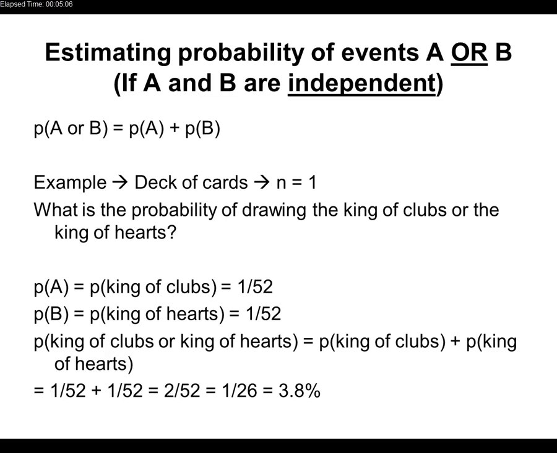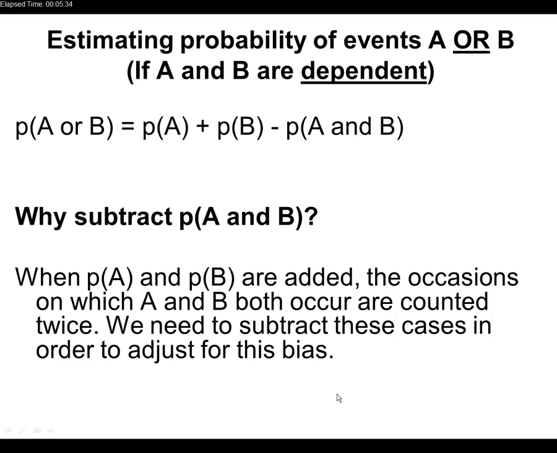Estimating the probability of events A or B works like this. If A and B are independent, for example, a deck of cards, n equals 1, what's the probability of drawing the king of clubs or the king of hearts? Well, how many are in there each? It's 1 of 52 of each. All right, so there you go. It's 3.8%. And this is pretty simple math.